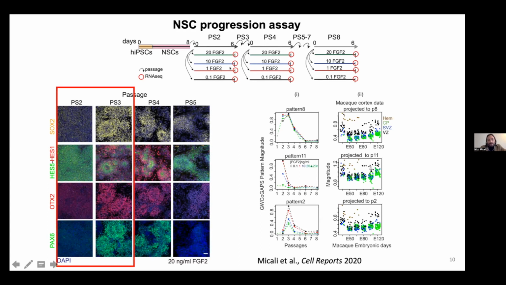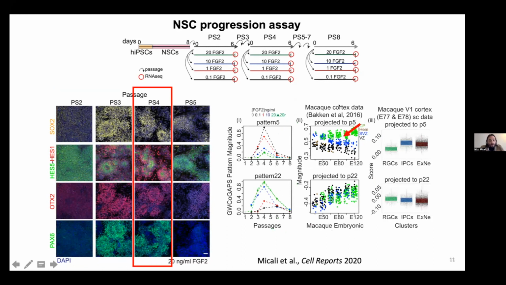We performed bulk RNA sequencing at the end of each passage. The RNA sequencing analysis revealed that passage 2 and passage 3 cells, these early cells, express genes characteristic of the cortical hem. Instead, passage 4 neural stem cells express genes characteristic of the cortical plate, so neuronal genes expressed in more differentiated neurons populating the cortical plate, when they were exposed to a low dose of FGF.